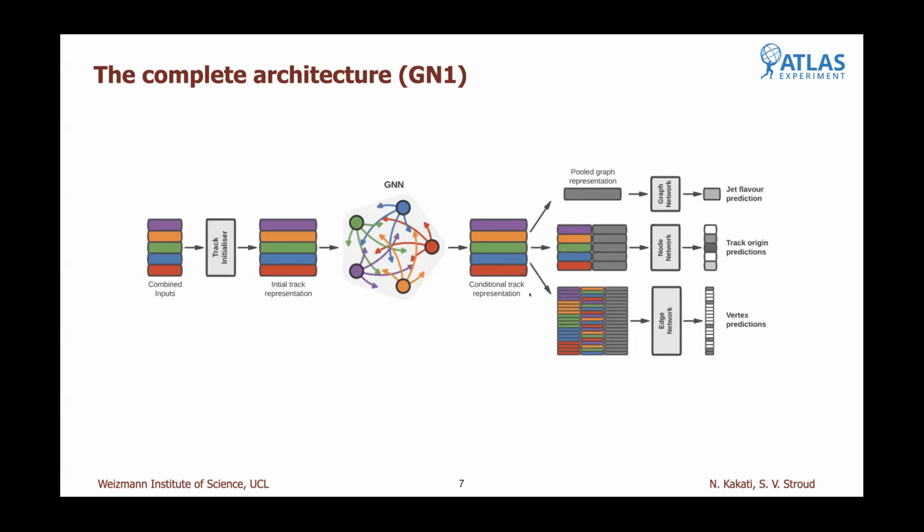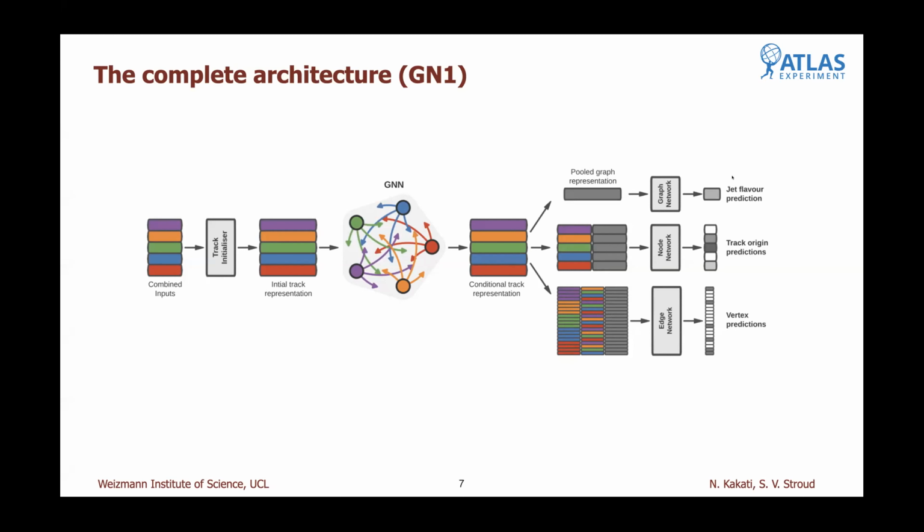Once you're at that stage, it splits into three tasks. The first one is you take all these track representations and pool them into one single representation for each graph. That goes through a network, which gives us the probability of the jet being b, c or light flavored. Then the second task is that you take all the track representations and concatenate them with the global representation that's shown at the top, the full representation.